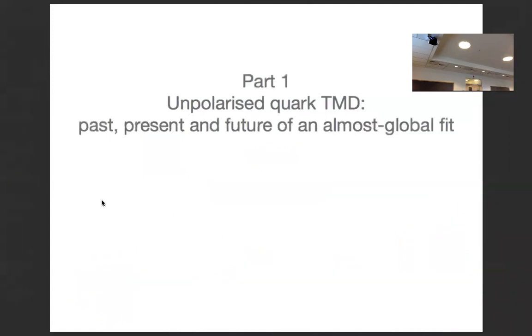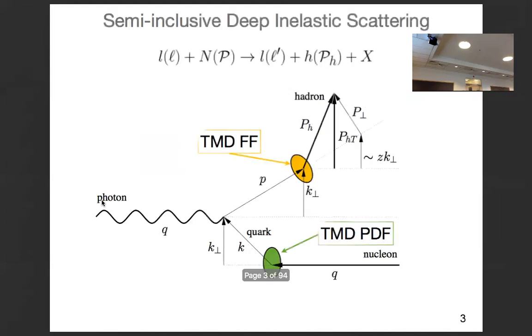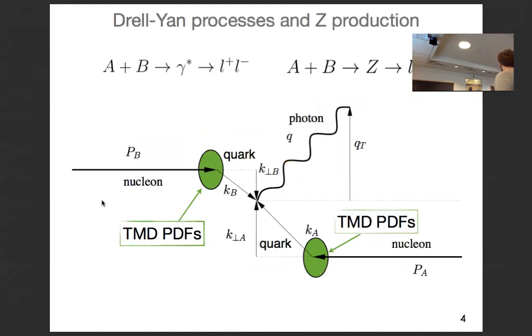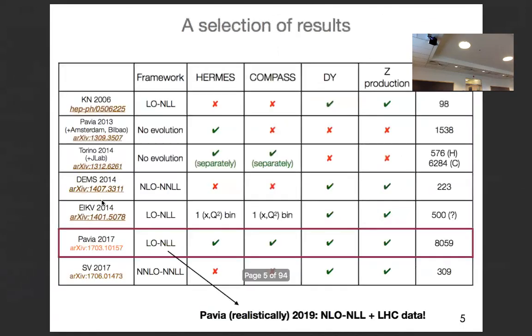Past, present, and future of an almost global fit. Why is it an almost global fit? Because the Pavia fit is based only on semi-inclusive deep inelastic scattering and Drell-Yan and Z production, and not yet on plus and minus, which is one of the next directions we plan to explore. Of course, I don't need to recall the basic facts about semi-inclusive deep inelastic scattering, nor do I need to describe Drell-Yan and Z production. So I will move directly to a selection of results of previous fits.